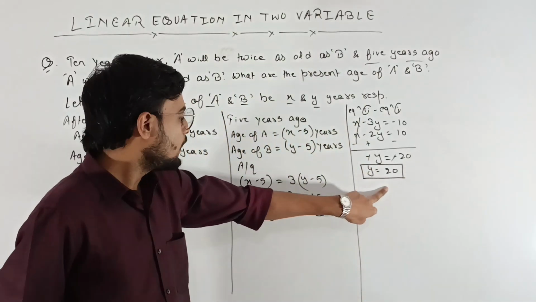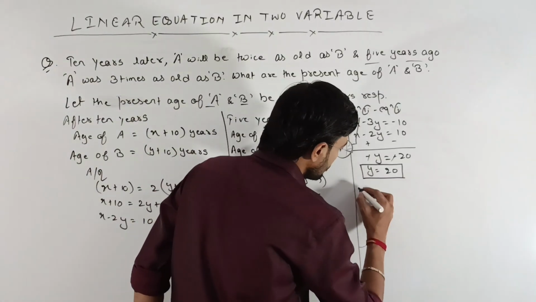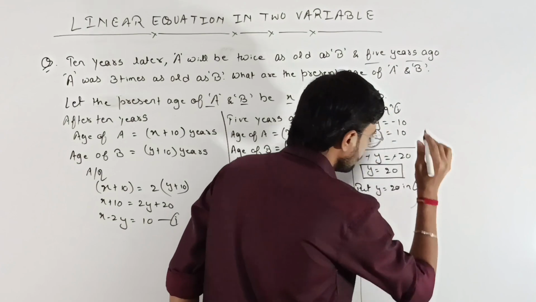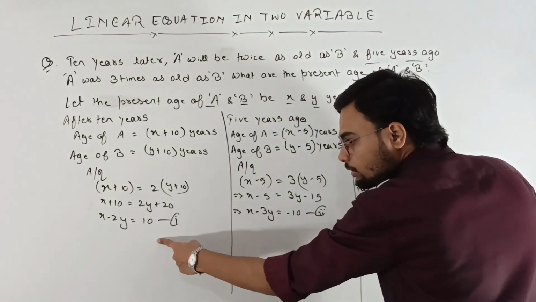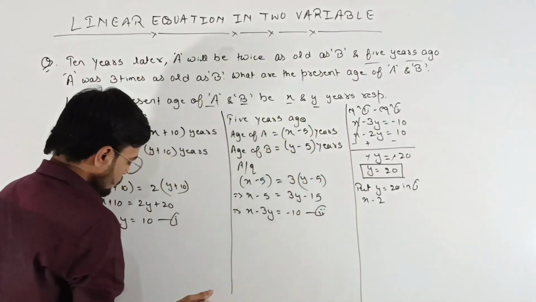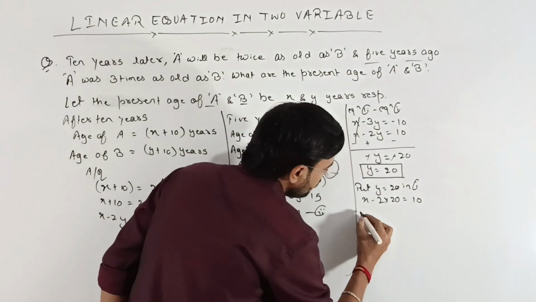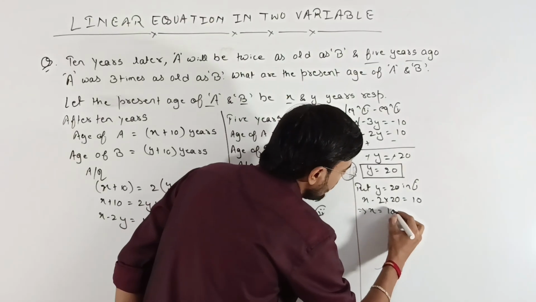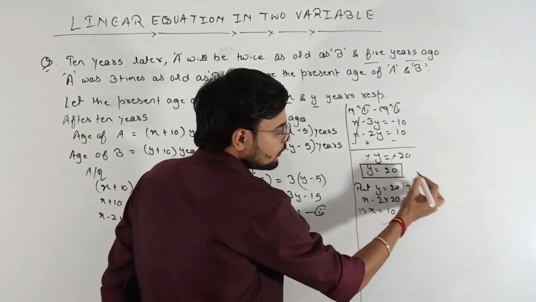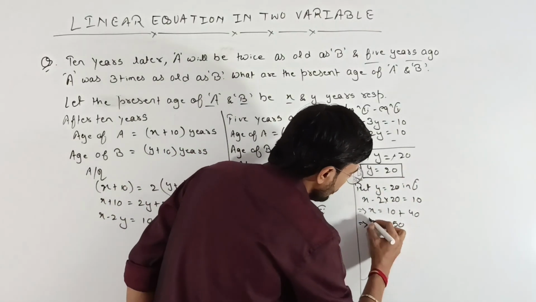Now put this value of y in either the first or the second equation. I put y equal to 20 in equation 1, x minus 2y is equal to 10. In place of y, I put 20, so x minus 2 times 20 is equal to 10. Now calculate: x is equal to 10 plus 40, because minus 40 goes to the other side and becomes plus 40. So x is equal to 50.